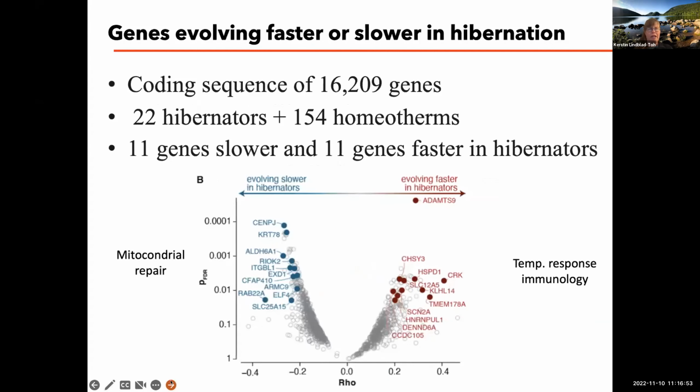Next, we looked at hibernation and the coding sequence of some 16,000 genes. Looking across the tree, we could identify 22 hibernators and 150 species that were definitely not hibernators. And we could see that, at 5% FDR, some 11 genes were evolving slower and 11 genes were evolving faster in hibernators. And these are genes involved in temperature regulation as well as mitochondrial repair. So those are actions that are likely to be important in hibernation.